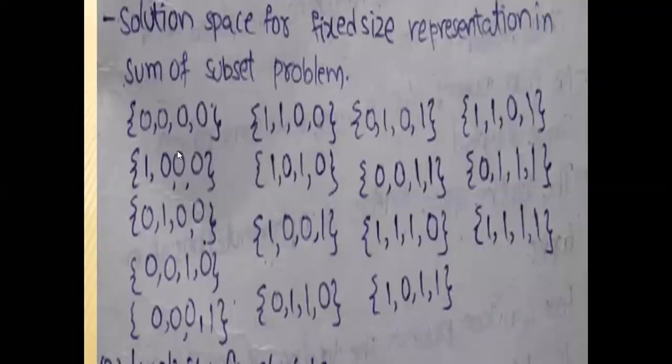Next, suppose the solution is represented by fixed size. Fixed size means the solution represents a fixed number of elements, that is 4 elements. Each x of i value is either 0 or 1. So these 16 solutions are represented by the solution space tree.